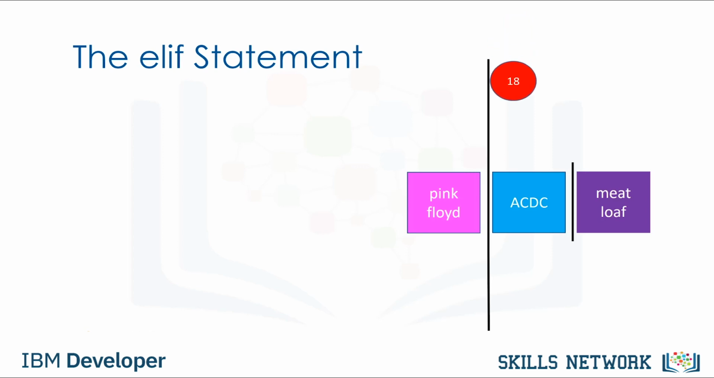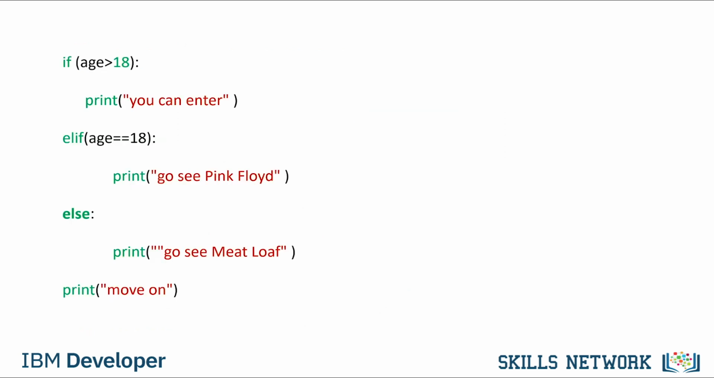The person of 18 years of age enters the area as they are not over 19 years of age. They cannot see AC/DC, but as they are 18 years old, they attend Pink Floyd. After seeing Pink Floyd, they move on. The syntax of the elif statement is similar. We simply add the statement elif with the condition. We then add the expression we would like to execute if the statement is true, with an indent.